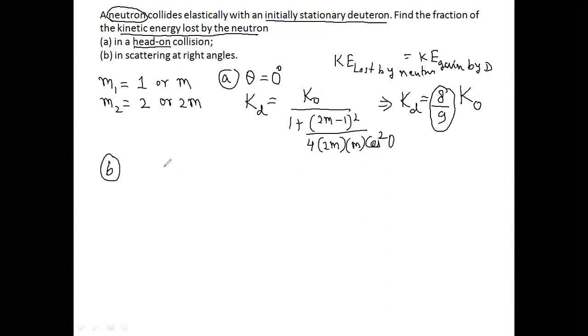In B part, after collision, this neutron, which has mass m, is moving in a perpendicular direction with respect to the initial. It is scattered at a right angle now. So by conservation of momentum, this 2m mass must travel in an oblique direction at some angle theta. This situation is after collision.